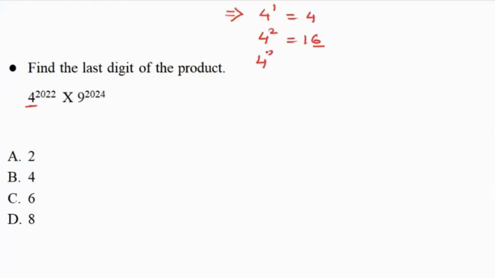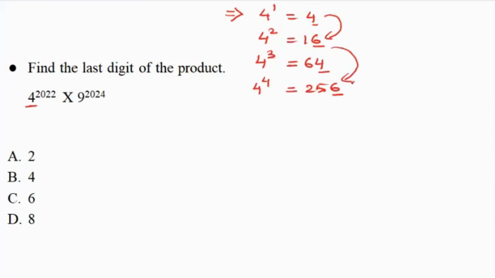When we raise 4 to the power 3, we get 64, and that ends with 4. Correct? As you can see over here. Okay, so after that, you will see a pattern. When we multiply 4 three times, we get 64 and the last digit is 4 only. When we raise 4 to the power 4, we get 256. And as we can see, the last digit is 6. So you can see that after every second power, the same digit repeats.